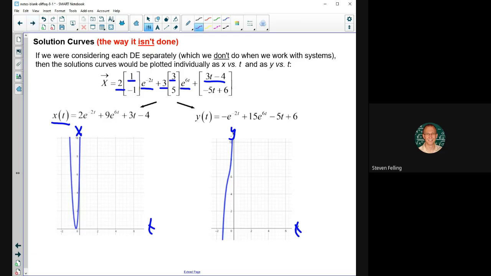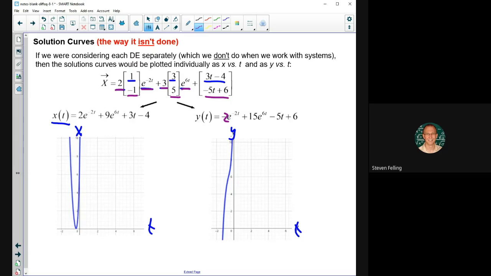And then this one over here, y of t, I think I actually have a typo in here. There's a 2 here because it's 2 times negative 1 times e to the negative t plus 3 times 5 times e to the negative 6t plus negative 5t plus 6. And you could graph x versus t or y versus t. That typically isn't done, though, when we consider things, although we could. I mean, you could look at how x versus t varies or y versus t.